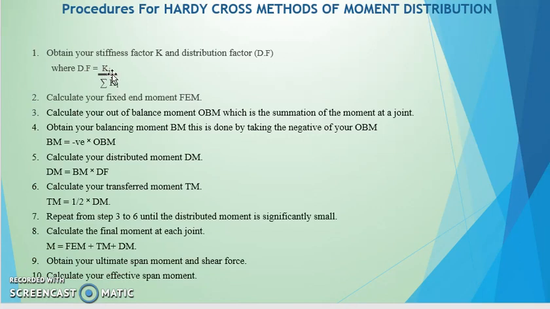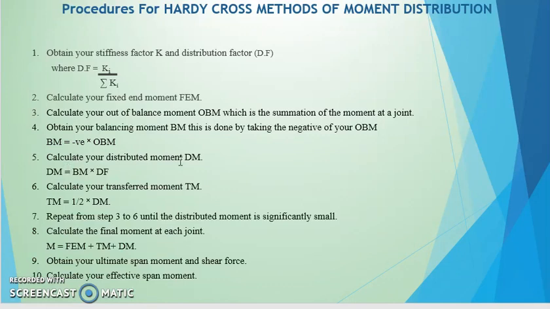where distribution factor is equal to K initial over summation of K initial. So here you sum all the K, don't worry, when I get to the example you get to understand this, but you have to have this formula offhand. Then calculate your fixed end moment, calculate your out of balance moment, which is summation of the moment at a joint. Obtain your balancing moment. This is done by taking negative of your OBM, which is out of balance moment, as balancing moment is equal to negative of out of balance moment.